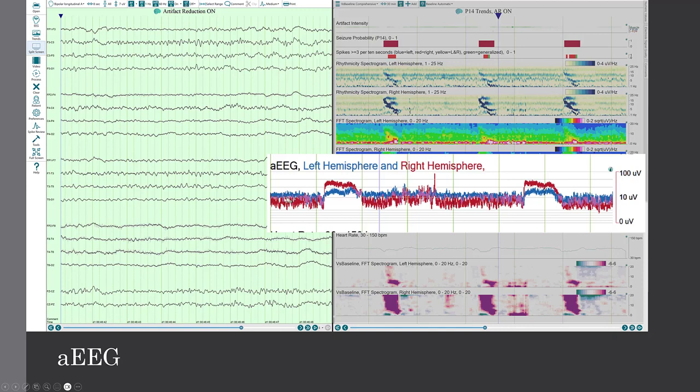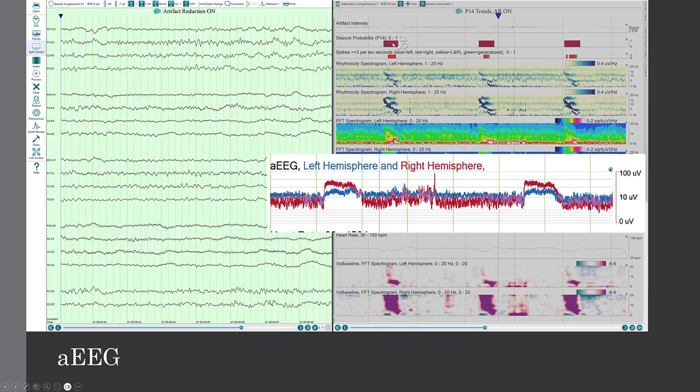But what this does tell us is that the amplitude on the left is higher than the amplitude on the right, except during the seizures. The amplitude on the right goes higher. The left stays pretty steady throughout. So what we see is that the amplitude on the right goes higher during these seizures.